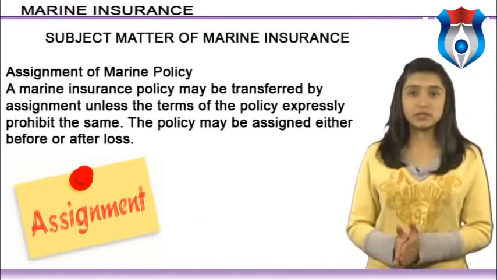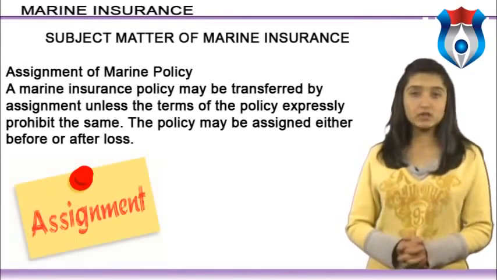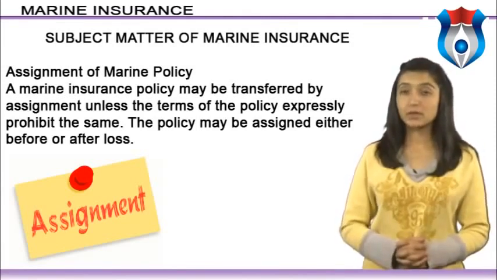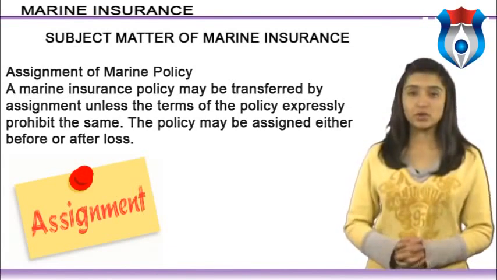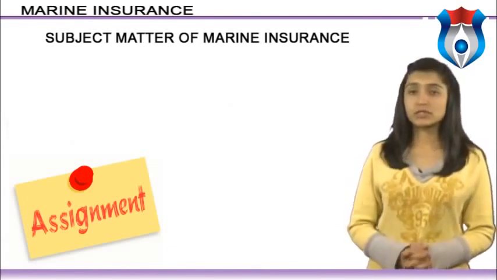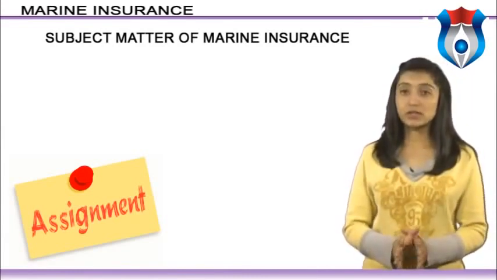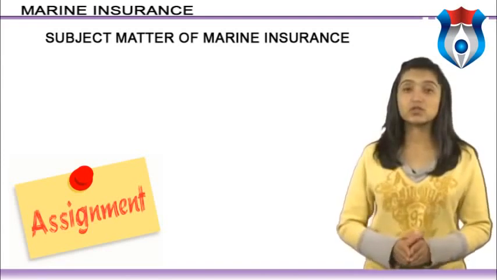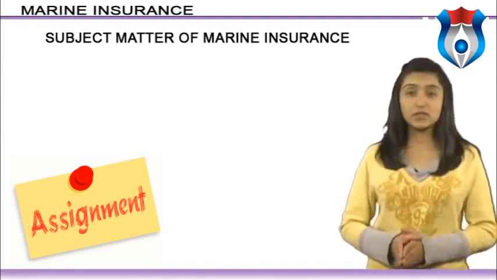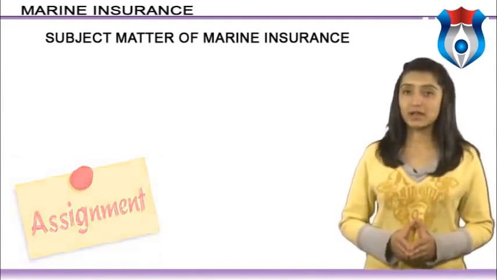Assignment of marine policy. A marine insurance policy may be transferred by assignment unless the terms of the policy expressly prohibit the same. The policy may be assigned either before or after loss. The assignment may be made either by endorsement on the policy itself or on a separate document. The insured need not give a notice or information to the insurer or underwriter about assignment. In case of death of the insured, a marine policy is automatically assigned to his heirs.